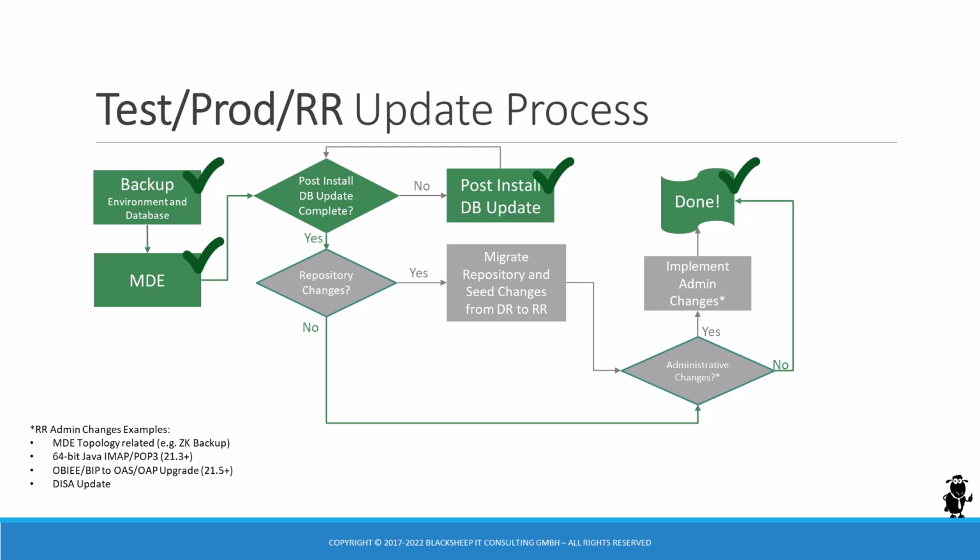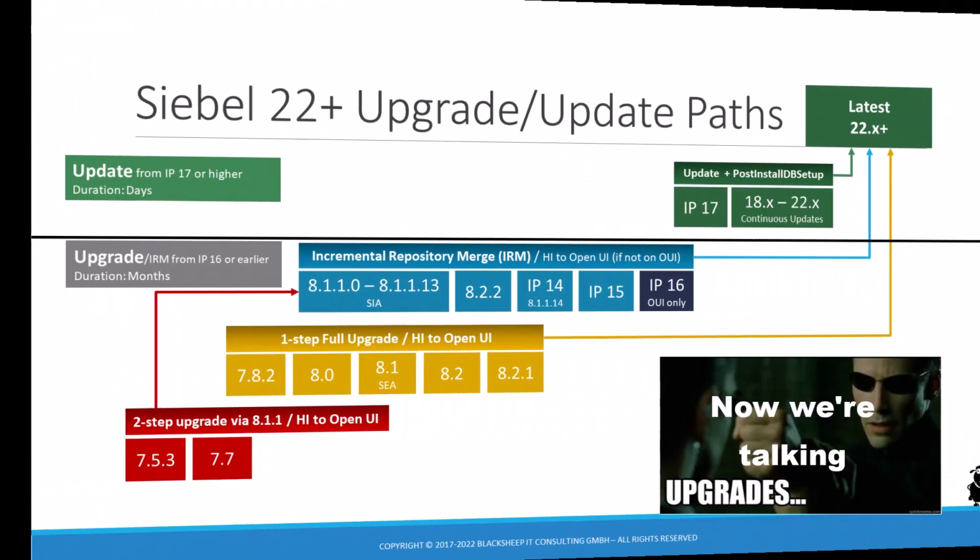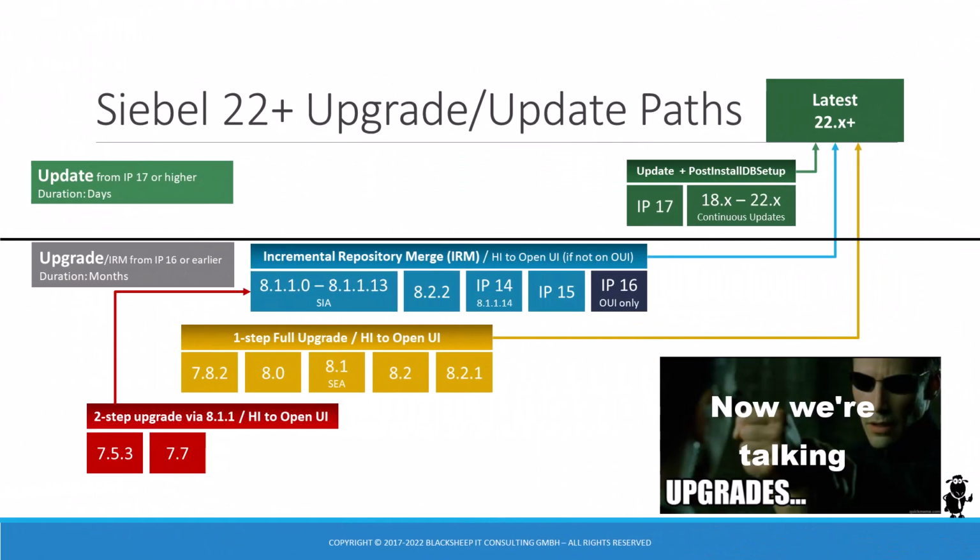If the DR update included repository changes, you have to use the migration application to deploy the new and updated artifacts from the development environment to the runtime environment. Similar to the DR environment, you might have some administrative changes on your checklist that you need to execute before declaring the update complete. What if your Siebel CRM version is Innovation Pack 16 or older?